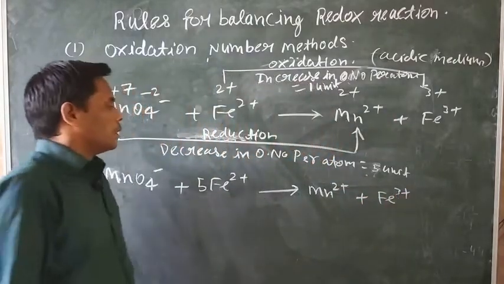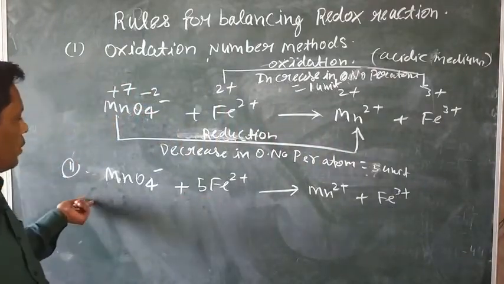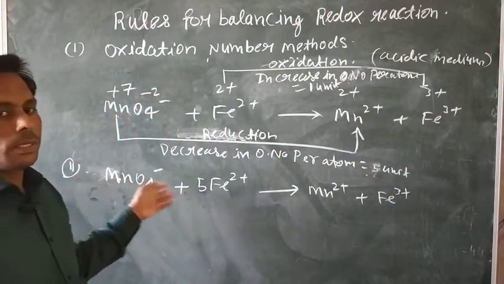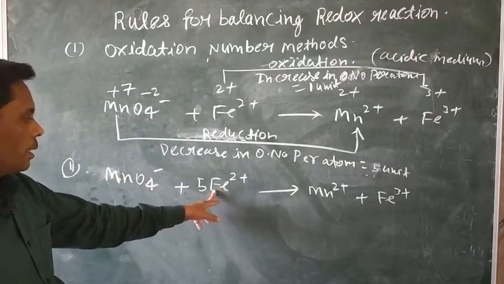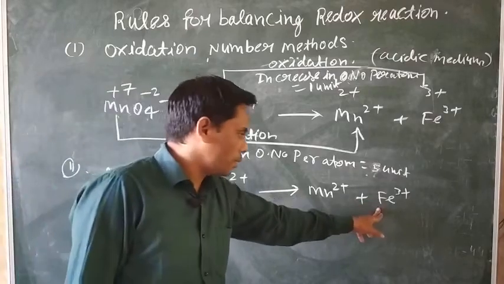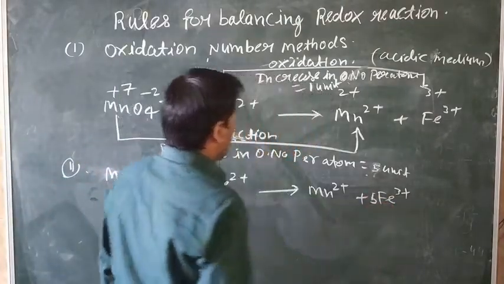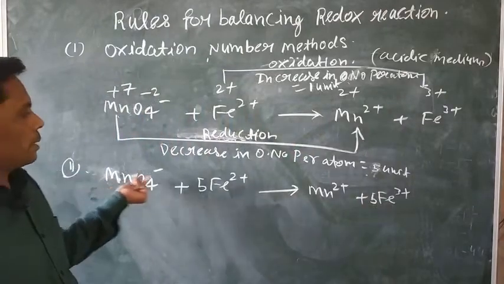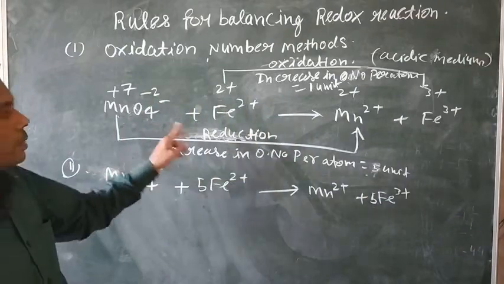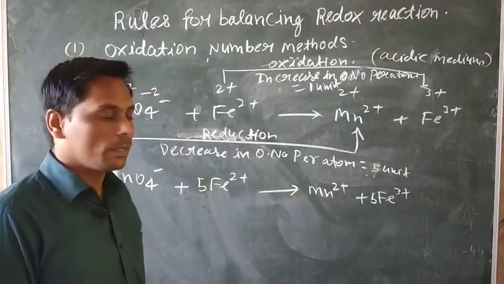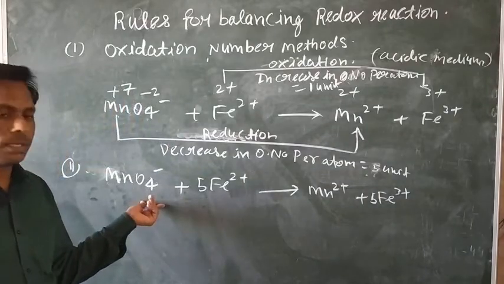After multiplying by the increase or decrease in oxidation number, we balance the atoms which undergo change in oxidation number. So here, on the left side the iron atom count is 5 and on the right side only 1, so we balance this to 5. Mn is 1 atom and on the right side we also have 1 atom. So the atoms which undergo change in oxidation number are already balanced. Then after that, we balance oxygen and hydrogen at the end.